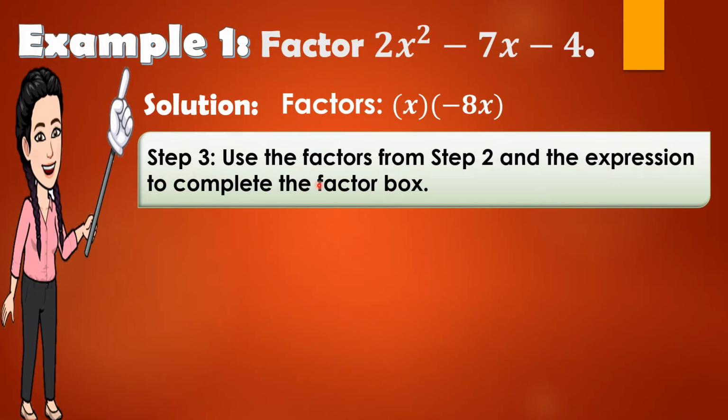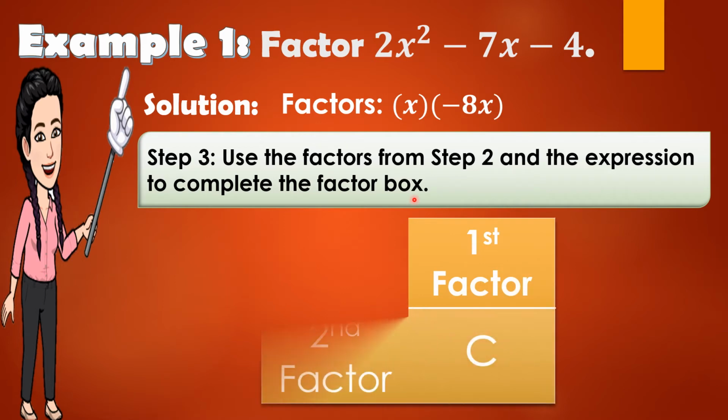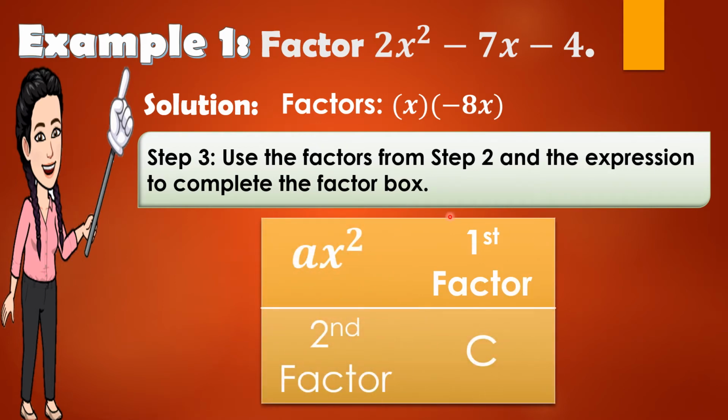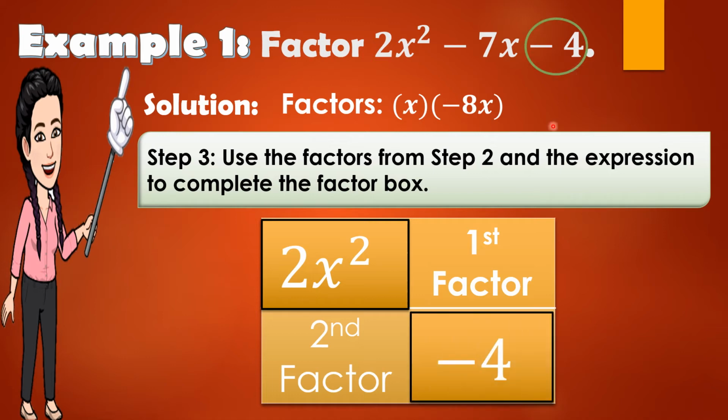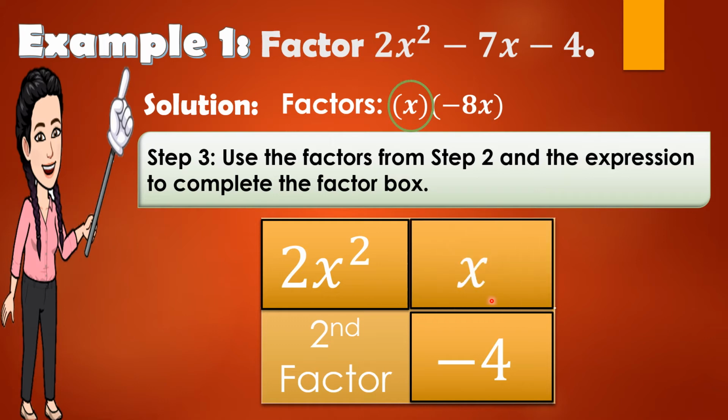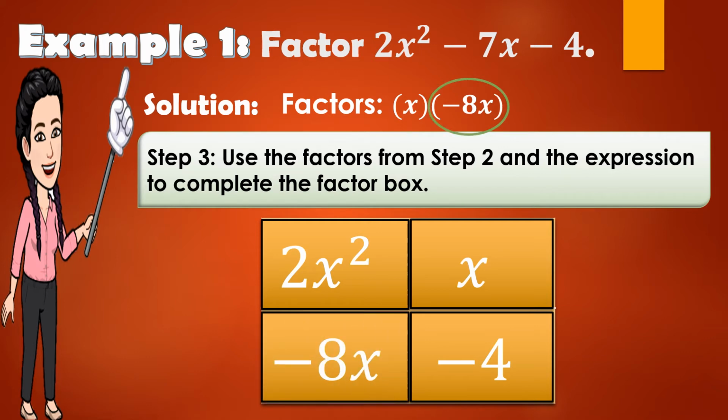Step 3. Use the factors from step 2 and the expression to complete the factor box. So, kukumpletuhin natin ngayon itong factor box. Ang ax squared dito ay ang ating first term sa given na polynomial which is 2x squared. Next, ang atin namang constant ay ang ating last term which is negative 4. Next, ang first factor natin ay x. At ang second factor naman natin ay negative 8x.